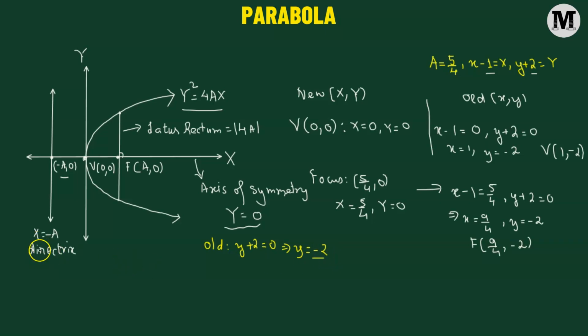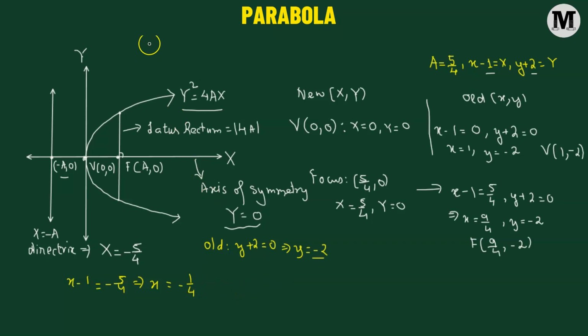Now coming back to the directrix, the directrix is given by x equals -a. That means we have x equals -a, meaning -5/4. So what we'll do, we'll go back to the old coordinate system, replacing this x value with x minus 1. So x minus 1 will be equal to -5/4, which gives us x equals -1/4. So this is going to be the equation of the directrix.